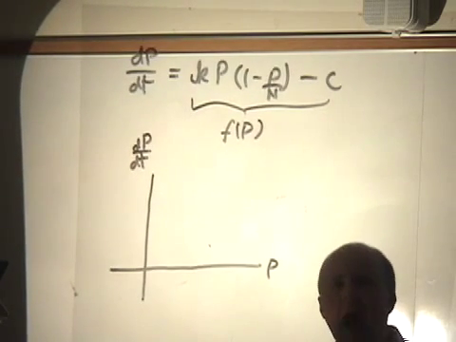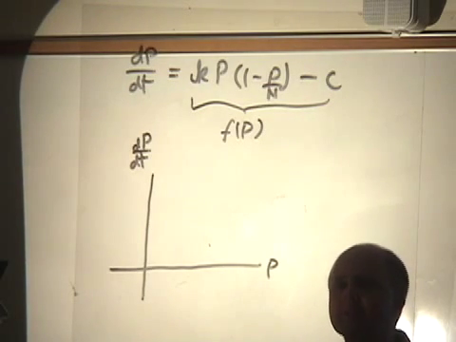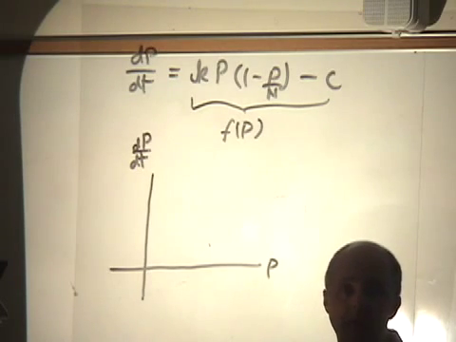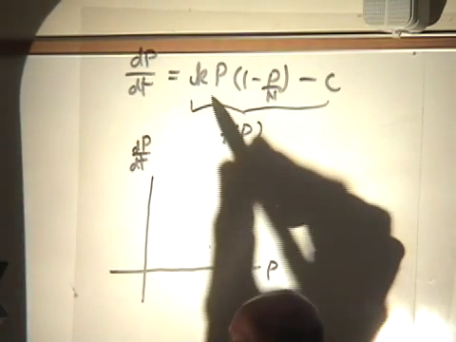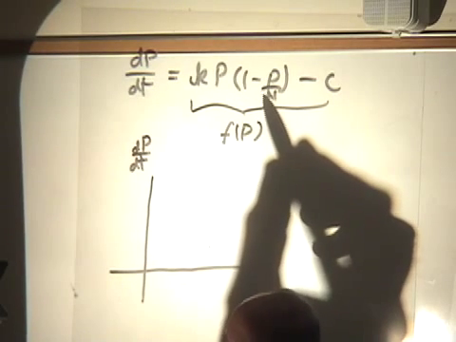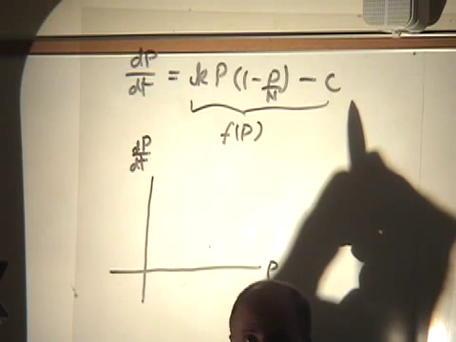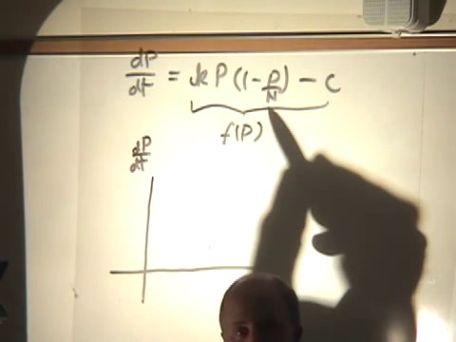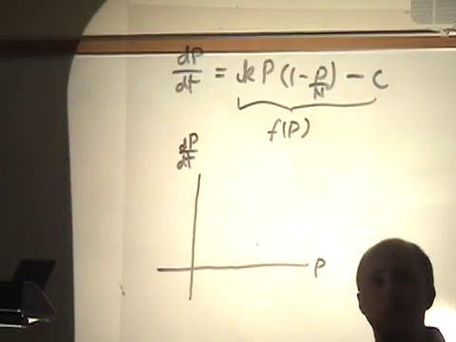What does the graph of this look like? I don't know exactly, because I don't know k, n, and c. However, there are still some features that I can draw. For example, this is going to be a parabola. This is a quadratic function in p. I can multiply this out, get kp minus k over n p squared, then minus c. It's a quadratic function in p, and what else I know about it is the coefficient of the p squared is negative k over n. That's negative, since k and n themselves are both positive. So the graph is going to be a parabola that opens downward.